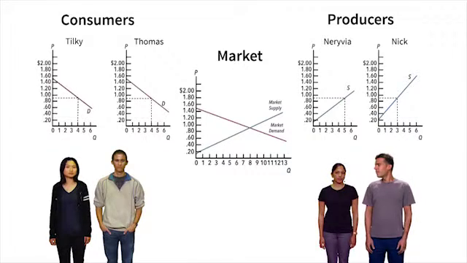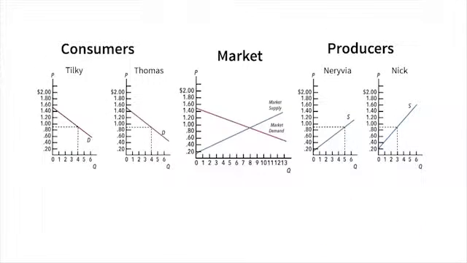And not only does it communicate information through the prices, it's coordinated. It has Narivia producing a certain number of roses and Nick another certain number of roses. And moreover, it's motivated to do that because each one of them is thinking about their own interests. Narivia is maximizing her profits. Nick is maximizing his profits. Tilke is maximizing her utility. Thomas is maximizing his utility. So they're all doing what they think is best in their own interest, and the markets are able to coordinate it in this way.